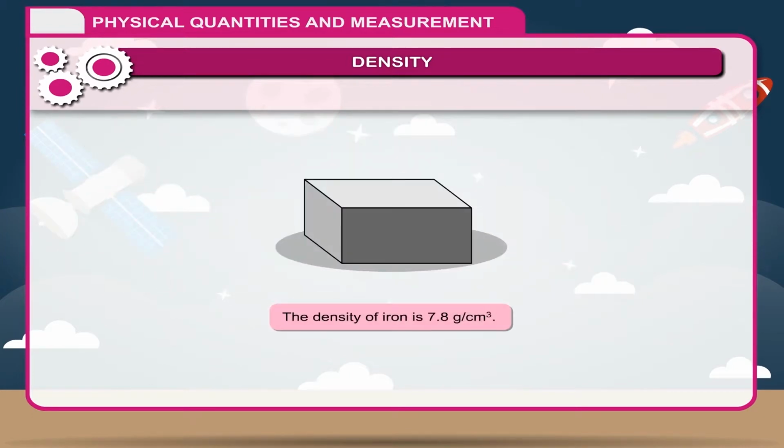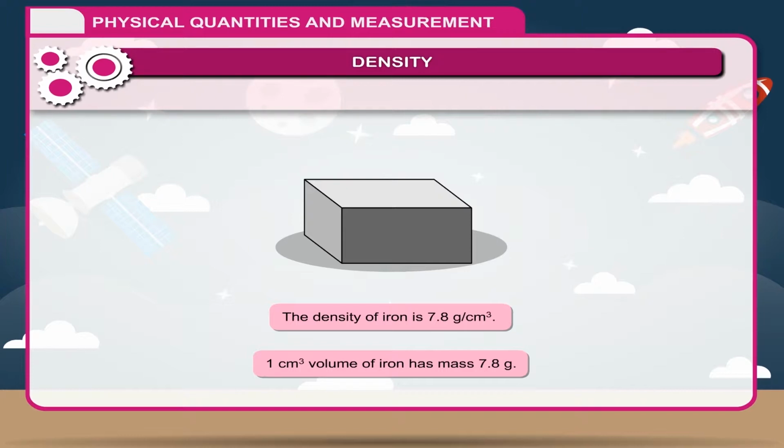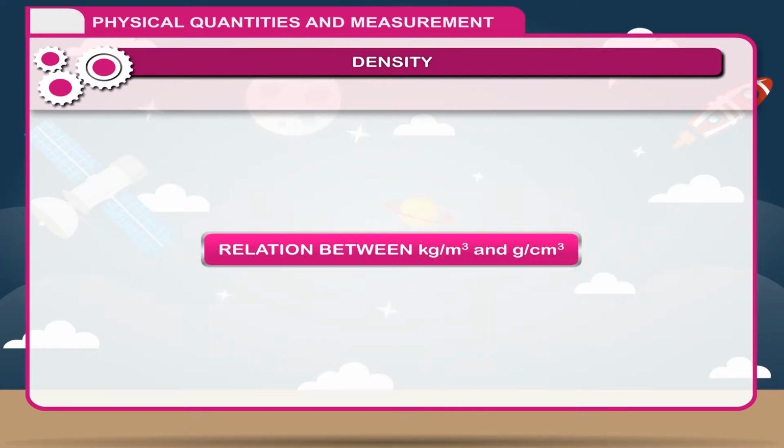The density of iron is 7.8 gram per cubic centimeter. It means that 1 centimeter cube volume of iron has mass 7.8 grams. Relation between kilogram per meter cube and gram per centimeter cube.